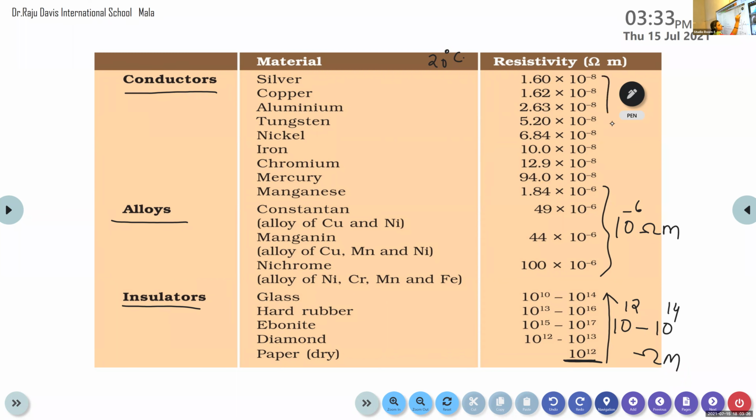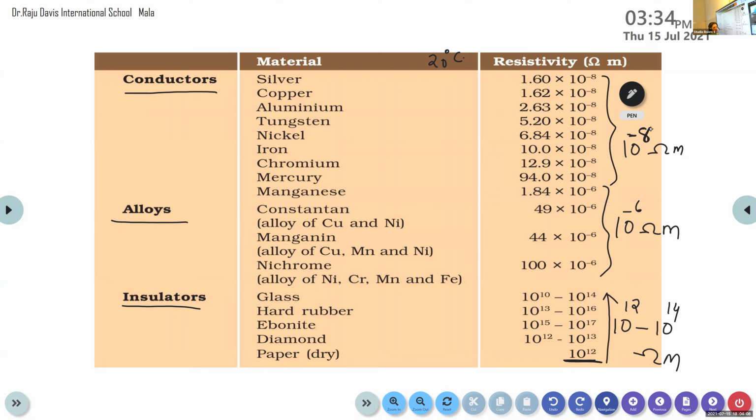Then what about the range of resistivity for metals? 10 raised to minus 8 ohm meter. So students, out of all these materials, conductors, alloys and insulators, which one possesses high resistivity? Alloys. Insulators. Conductors is only 10 raised to minus 8.